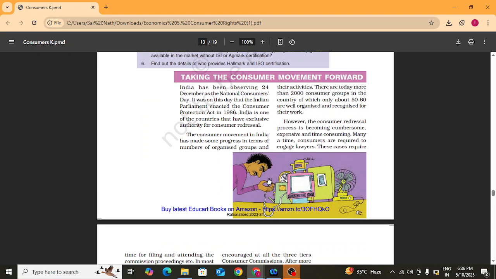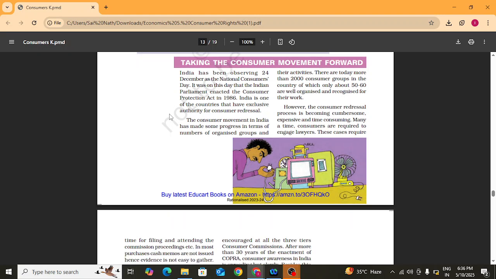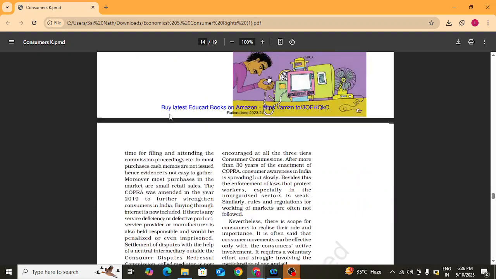Taking the consumer movement forward, 24th December is National Consumers Day. You can take a note of it. Basically, it's saying that with new products and new services entering the market every year, as we are a developing country, we are getting new products and new services every year. So we should be aware of how to consume the products and services judiciously and in a well informed way.